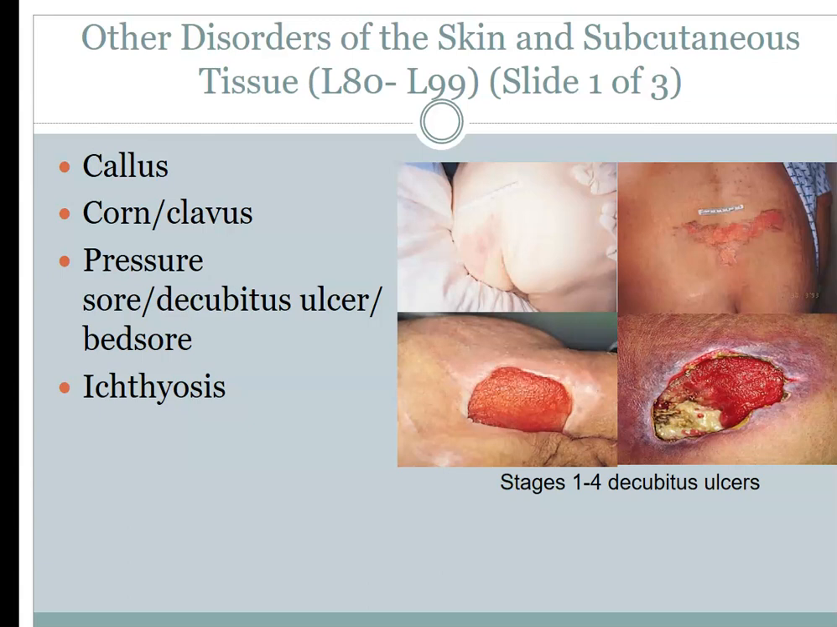Ichthyosis is extremely dry skin. It is named by the combining form ichthy, meaning fish, because of the scaly appearance of the skin. A milder form of this is xeroderma.